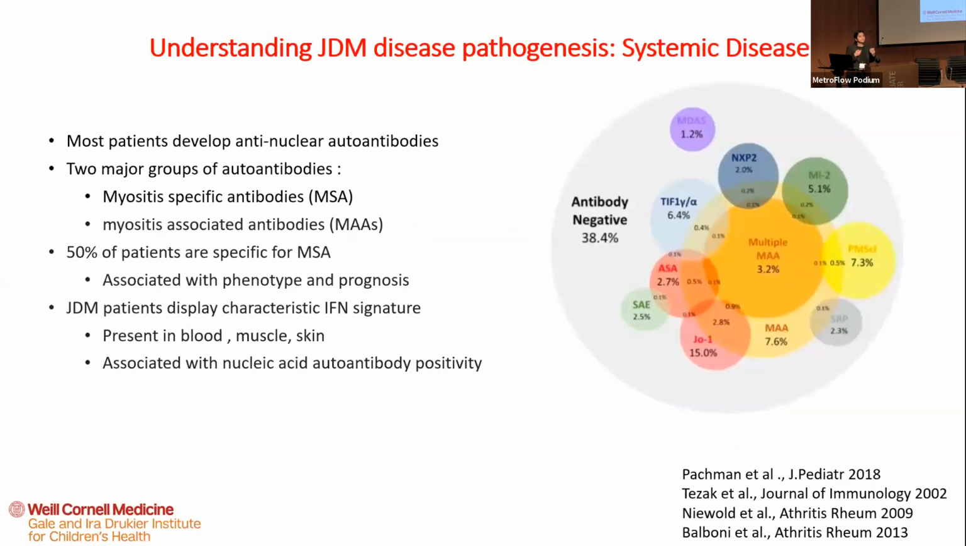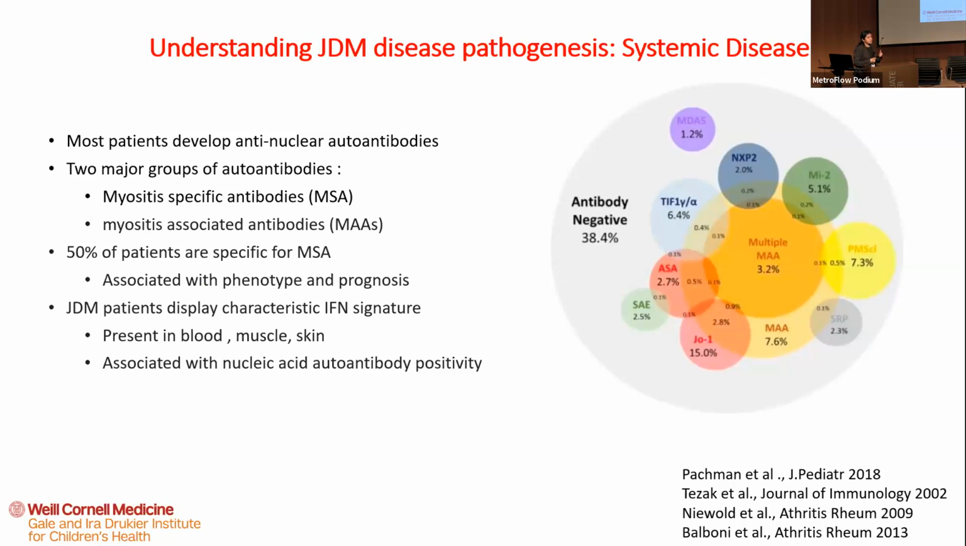Now, coming to the disease pathogenesis, what we know about disease pathogenesis, the first thing is autoantibodies. In JDM patients, we do detect autoantibodies, and there are 2 main classes of autoantibodies that are detected in these patients. One is the myositis-specific antibodies, and another one is myositis-associated antibodies. There is a graph that I've shown here, which shows the different percentages that are present in different patients. And as I mentioned, it's heterogeneous.